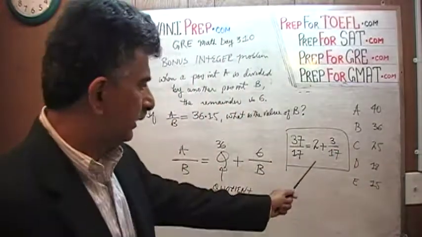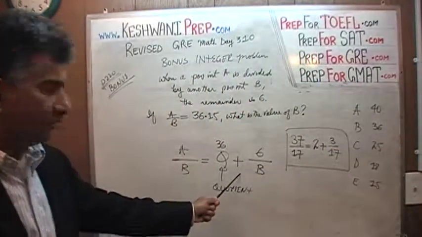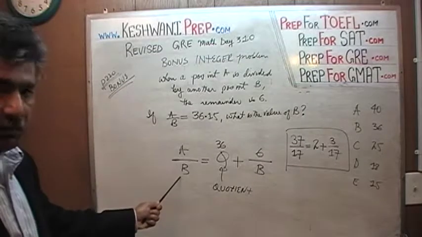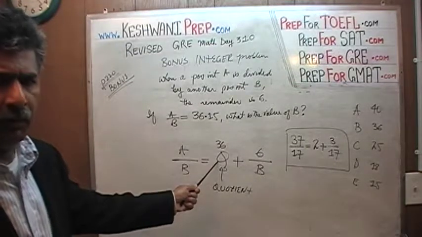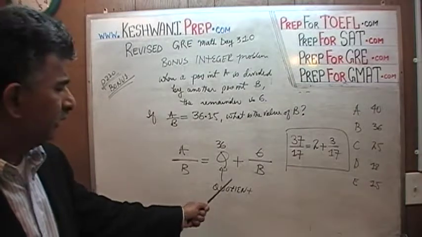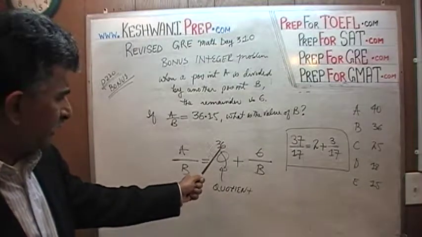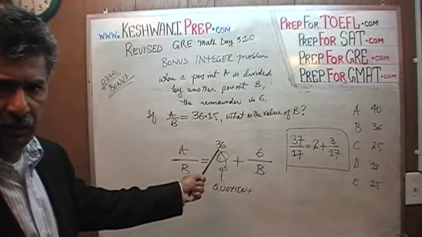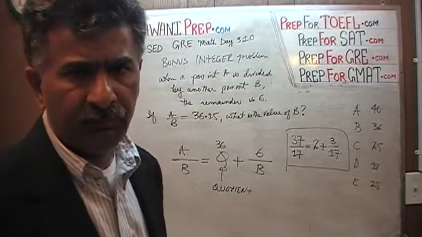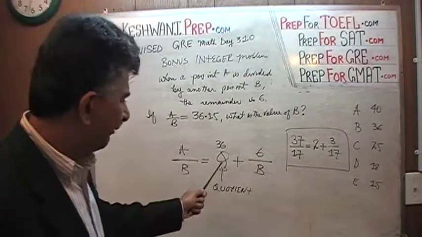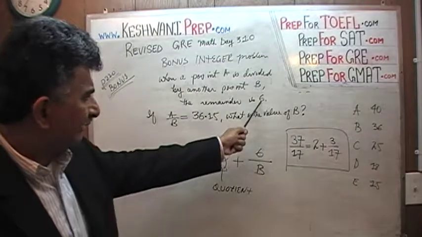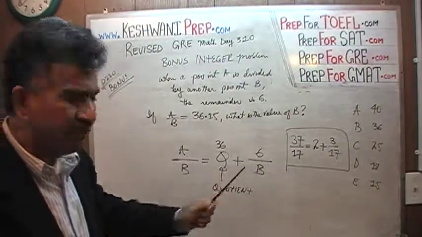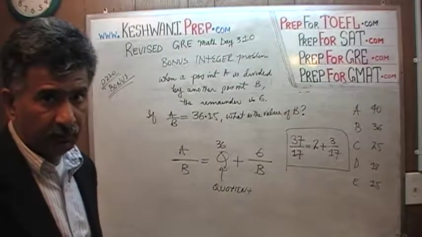So I want you to compare. If you can understand this part, you can understand this part. A over B has to equal whatever the quotient is. This is called the quotient. In this case it is 36. But we are not interested in 36 at all. 36 is not going to get us anywhere. But anyway, that's what it is. The quotient here is 36 plus this remainder, which is 6 divided by B. Are you with me so far?